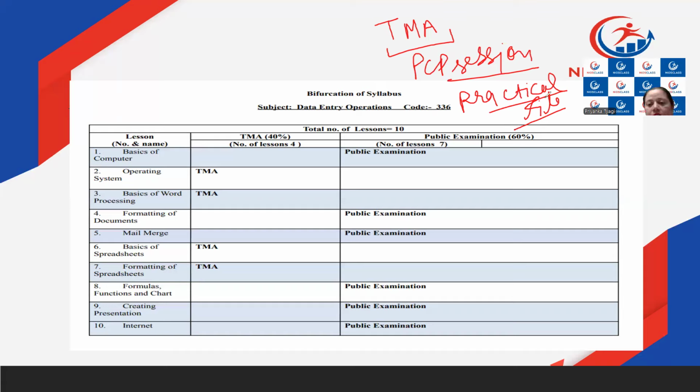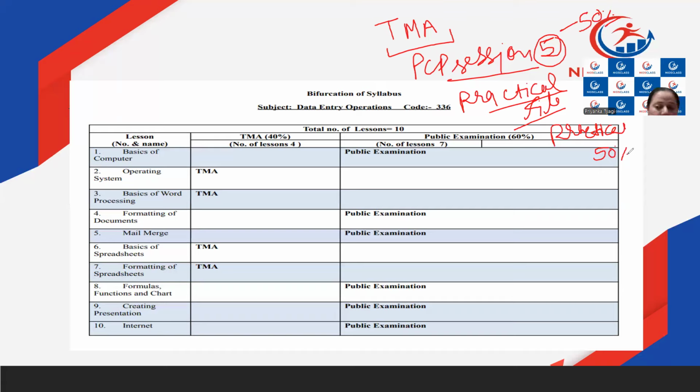And after your PCP sessions, there are 5 PCP sessions, which are also part of your practical. They are usually conducted in your study center. So you can see over here, these PCP sessions are conducted in your study center. They have 50% weightage of your total marks of practical examination. And there is a last PCP that is also done. That is your main practical examination, which also has 50% marking criteria.